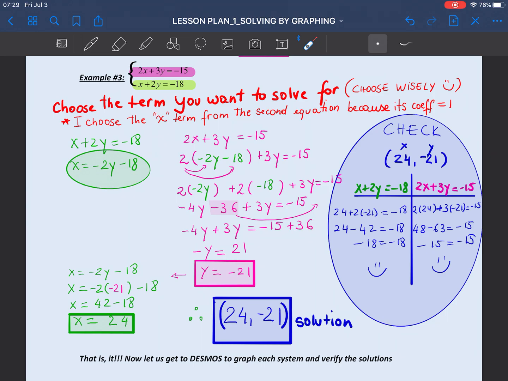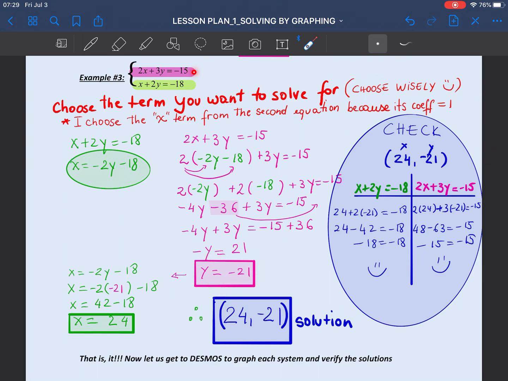But negative 36 is moving from left to right, so it becomes positive 36. You simplify the left side: negative 4y plus 3y is negative 1y. And negative 15 plus 36 is positive 21. That makes y equal to negative 21. So now we know what the y coordinate of the solution is. Now we need to figure out the x.